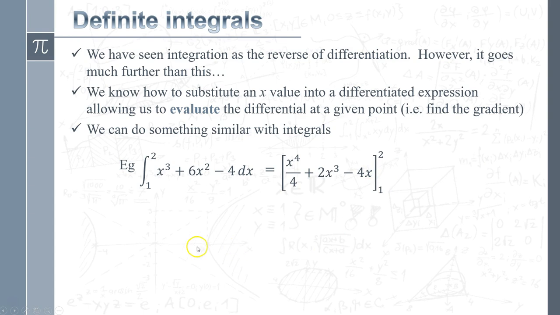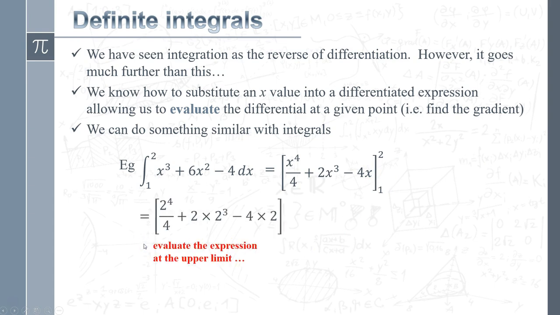And the way we're going to apply those limits is by substituting in the values. So we're going to put a 2 into here. So there you go, 2 to the power 4, 2 times 2 cubed, 4 times 2. So I'm just substituting 2 into this expression. And so I've substituted in the upper limit of 2.